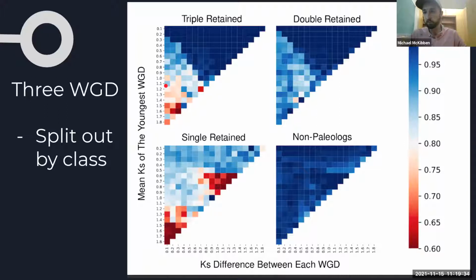One thing that's important to make note of in this figure is Frackify misidentifying between retention statuses. However, even at this high degree of overlap and old duplications, Frackify very rarely predicts non-Paleologs as Paleologs. So this seems to be some relatively good news going forward. But as I mentioned earlier in the talk, this is all training data that I've generated through simulations. Does it actually mean anything on real data sets?